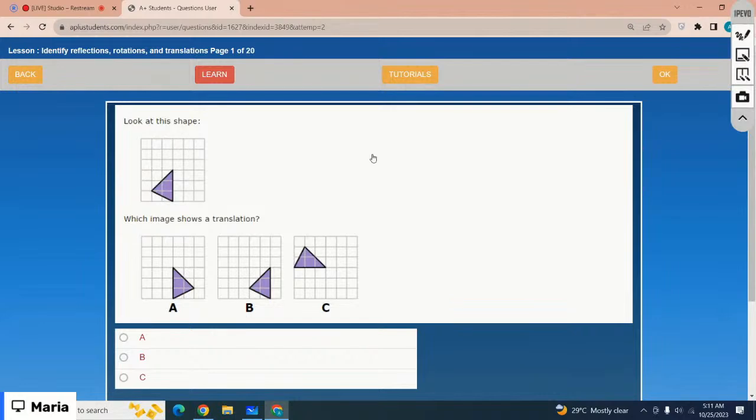Is A the translation? No. A is the reflection of this image. B is the translation, because C is the rotation. B is the translation because you need to see from this point you moved along to this point, and all the coordinates are exactly new. So B is the translation.